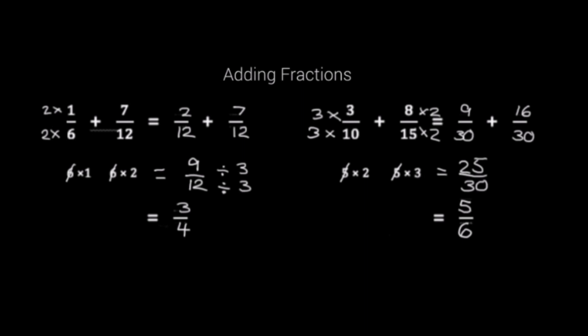Adding fractions is simple. You find the lowest common multiple by first writing each number in the denominator as a product of two factors, where one of the factors is the highest common factor of the two numbers.